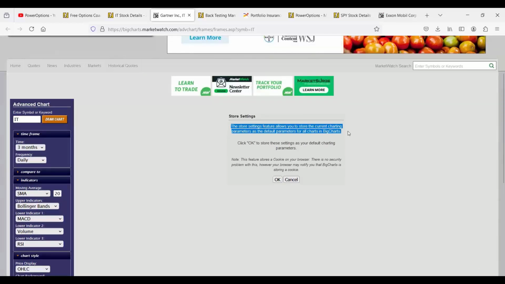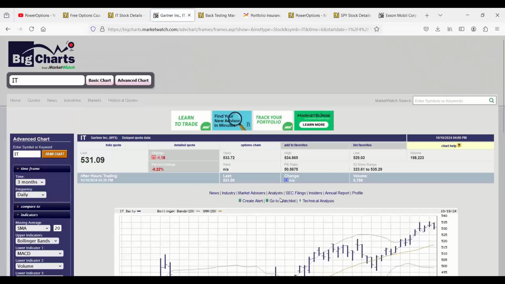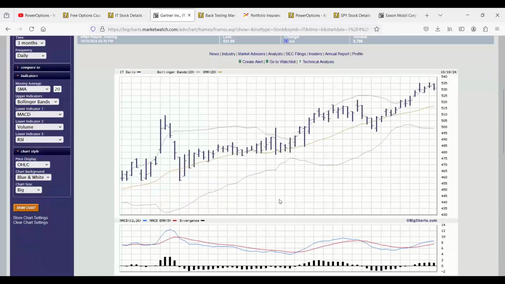This Store Settings feature allows you to use the current charting parameters. Click OK to store these chart settings or default parameters. This feature stores a cookie on your browser. There's no security problem with this. However, your browser may notify that Big Charts is storing a cookie. Now, for security reasons, Mike, many browsers have a setting that when I leave the session, when I close my browser, delete all cookies, temporary files, or everything like that. If you have that set on your independent browser, whether it's Edge, whether it's Chrome, whether it's anything along those lines, it's going to remove that cookie.